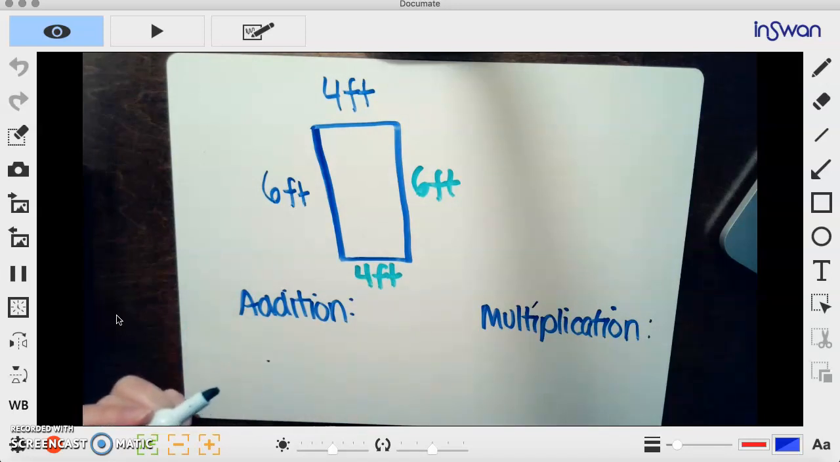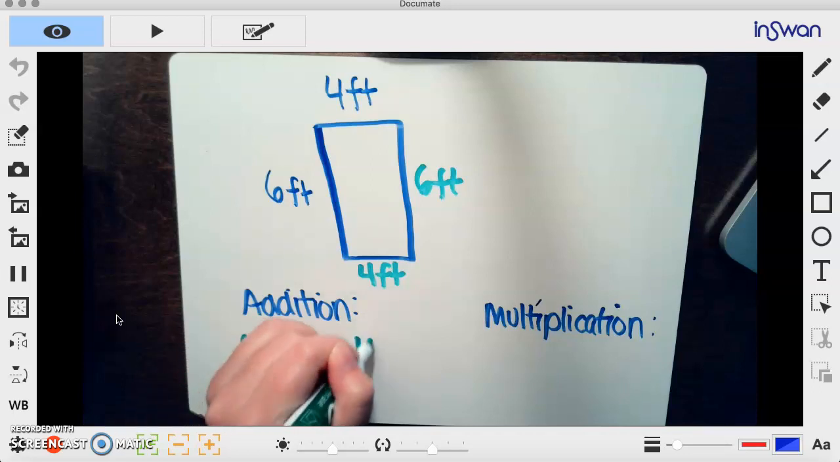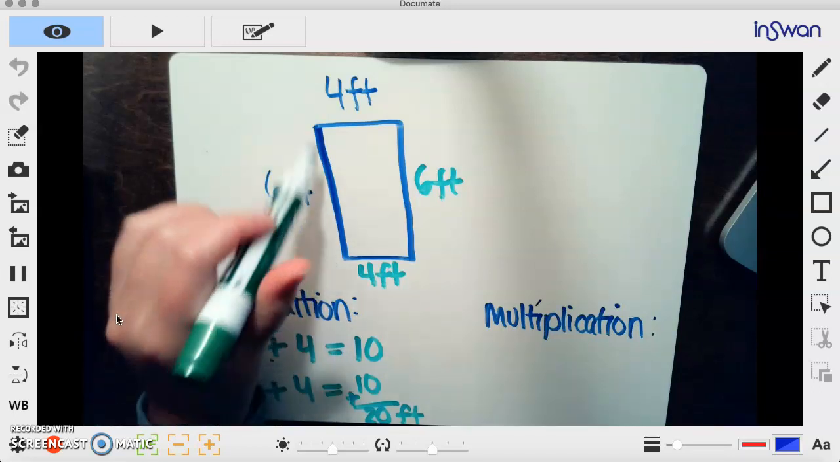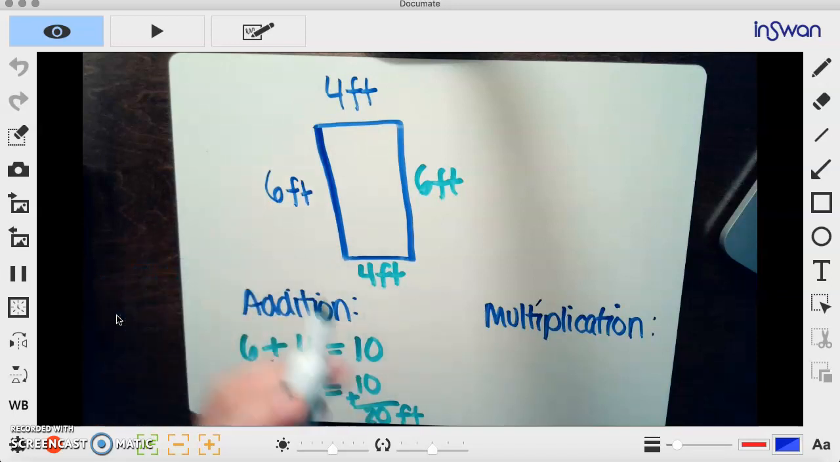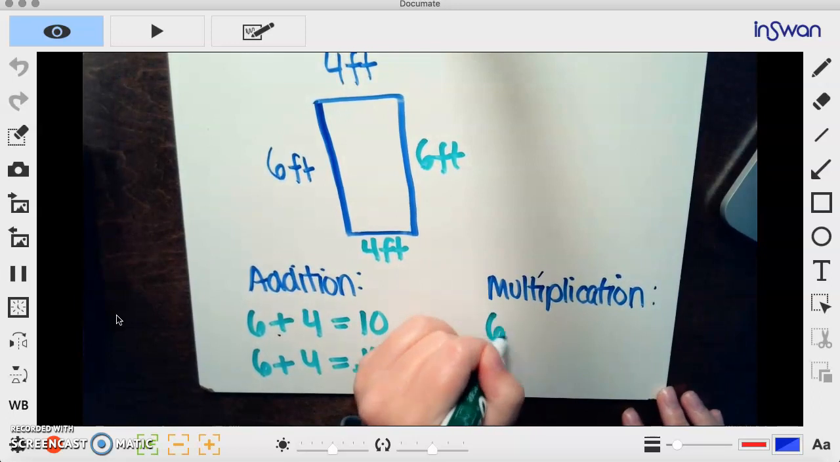So if I want to use addition and add these together, I can say 6 plus 4, which will give me 10. And then I need to add my other ones, 6 plus 4, which will give me 10. And 10 plus 10 gives me 20. So 20 feet is the perimeter using addition. I can also use multiplication. So if I want to use multiplication, I can say, well, I know right here that the length is 6 feet. I know that two sides are 6 feet, so I can do 6 times 2.